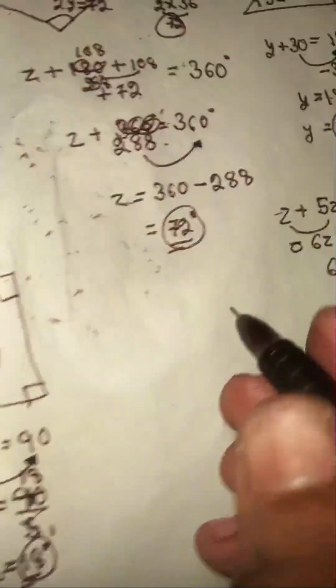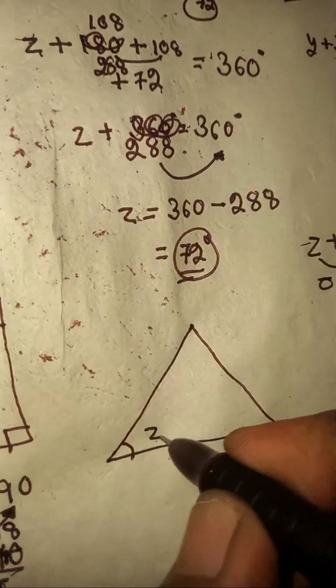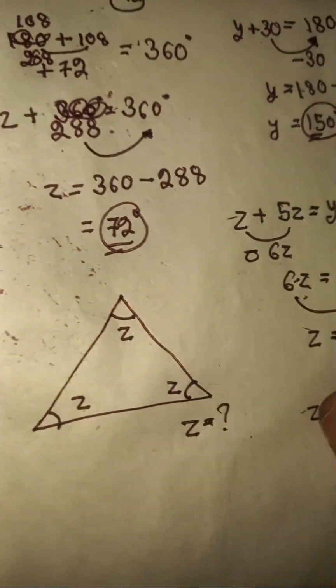Let's take one more triangle. In this triangle they have given all angles as equal to z. You need to find what is the value of z.